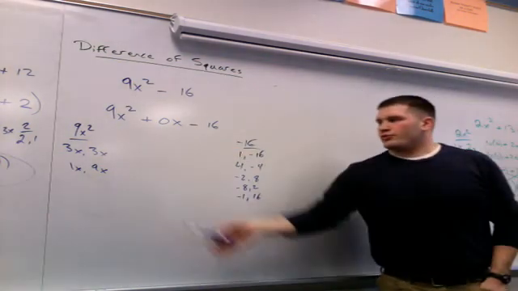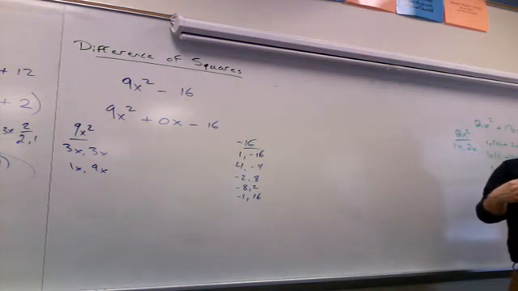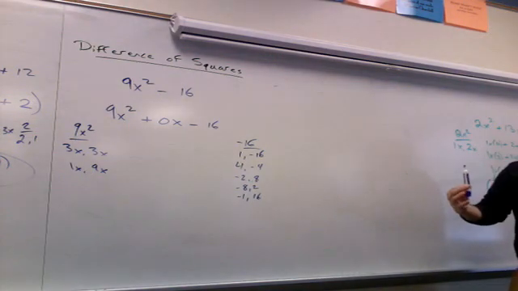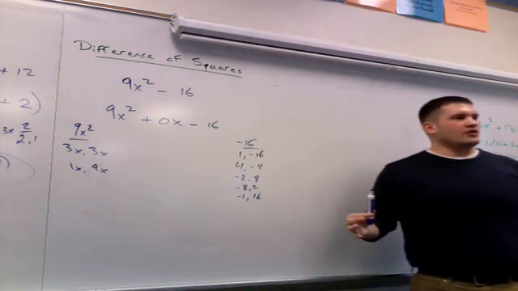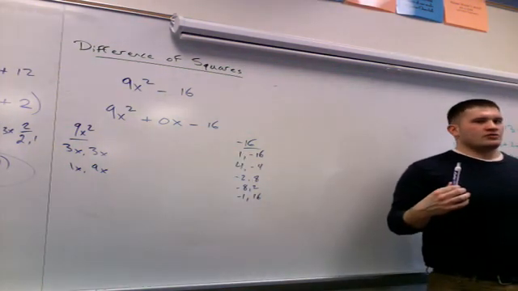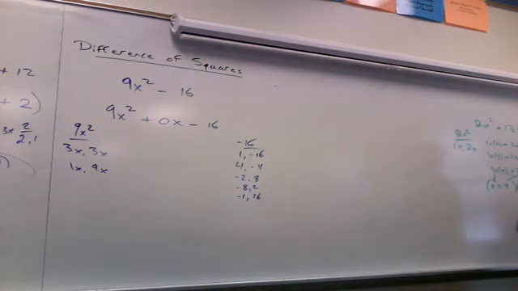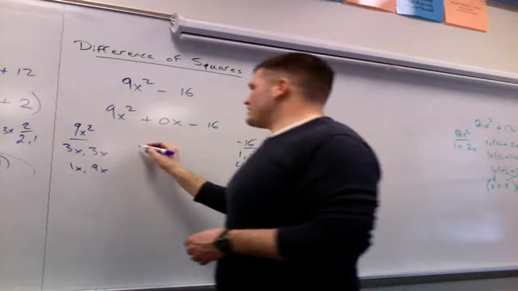Now we could go through and try all these possibilities, but if you think a little bit in advance, if I want that middle term to be 0, then which factors of 9 should I use? 3 and 3. Which factors of 16 should I use? 4 and 4. Okay? So let's try that out. Let's see if we're right.